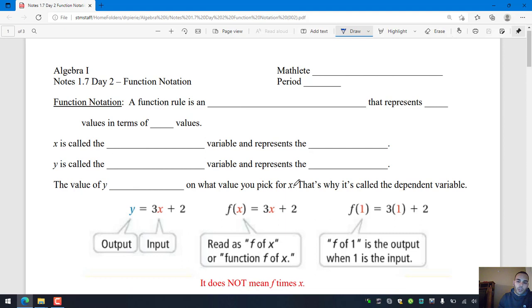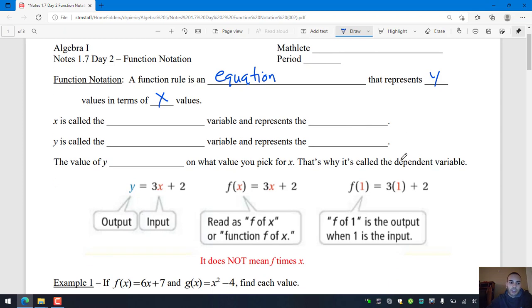A function rule is an equation that represents y values in terms of x values. Okay, all we're doing is just looking at different types of equations. In equations, you're usually going to see two different types of variables. You're always going to see an x. X is called the independent variable, and represents the input.